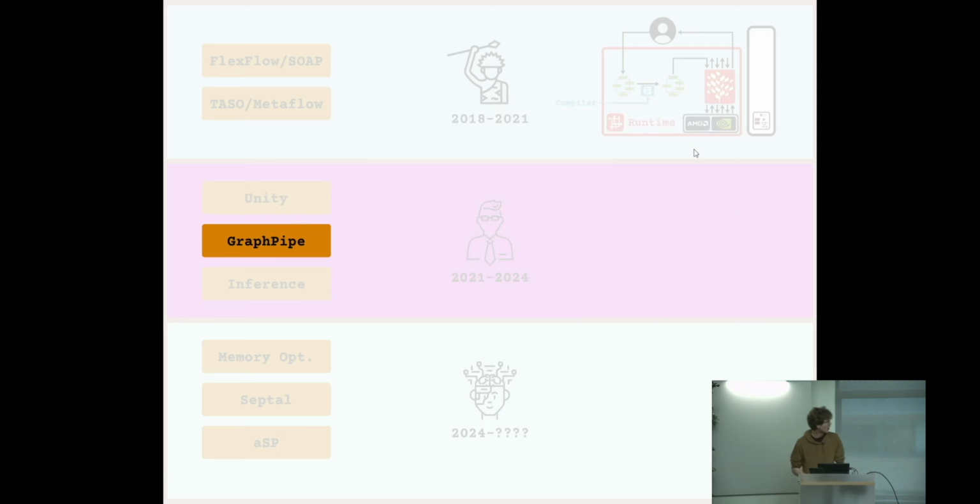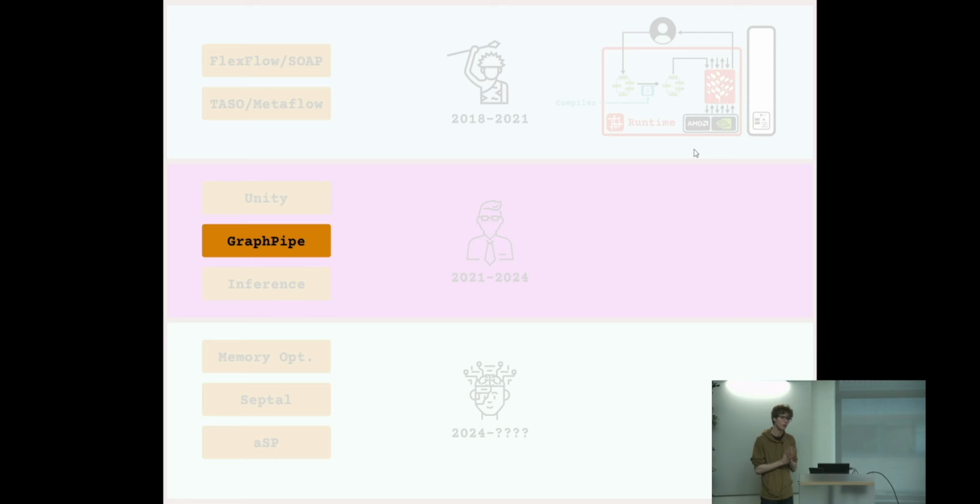All right, so that's Unity. And as you can tell, we went from some very simple compiler stuff to suddenly having this large theoretical framework over which we need to optimize things over this very large space. So the amount of machinery in our compiler is definitely getting a lot larger. GraphPipe is going to take this even further.